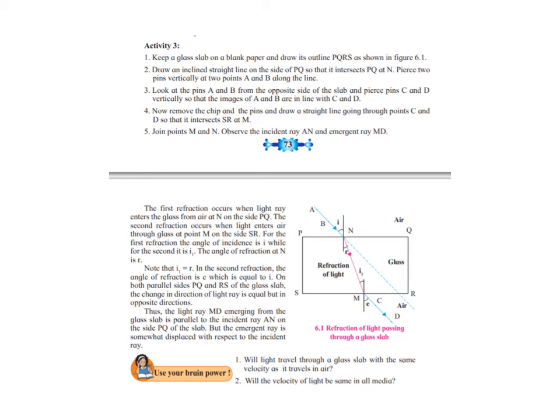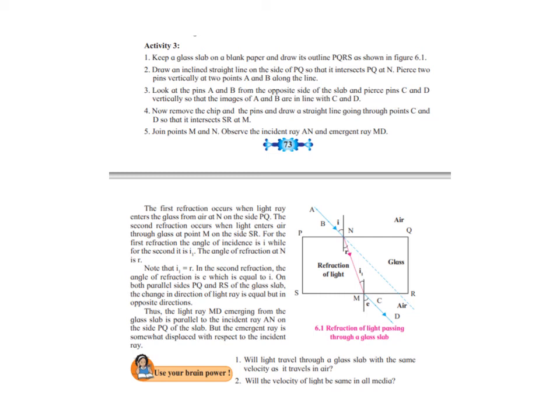This is different from what we have learned in reflection. Here the angle of incidence is not equal to the angle of refraction. Here the original angle of incidence is equal to the angle of emergence. Now, on both parallel sides PQ and RS of the glass slab, the change in direction of the light ray is equal but in the opposite direction. Thus, the light ray MD that emerges from the glass slab is parallel to the incident ray AN on the side PQ of the glass slab.